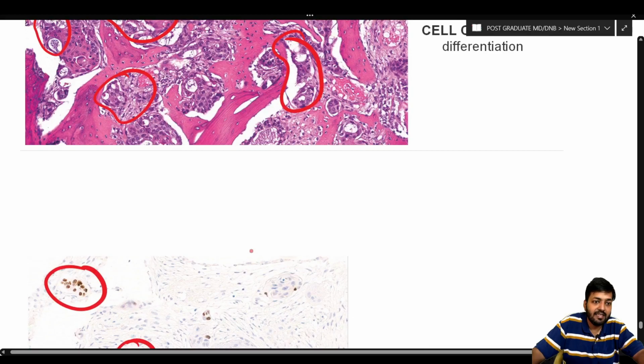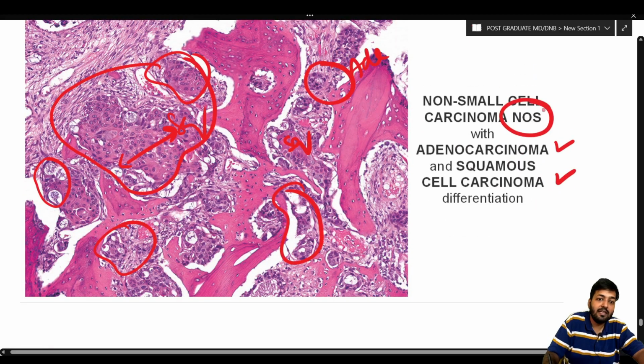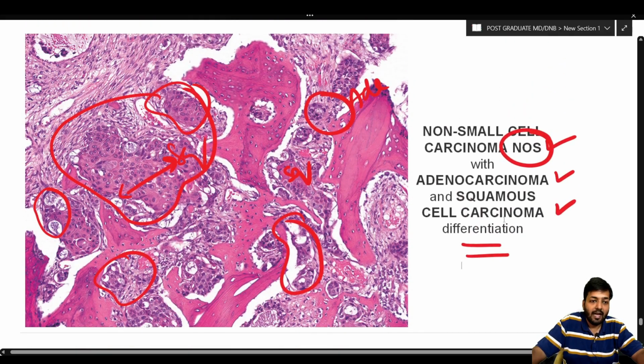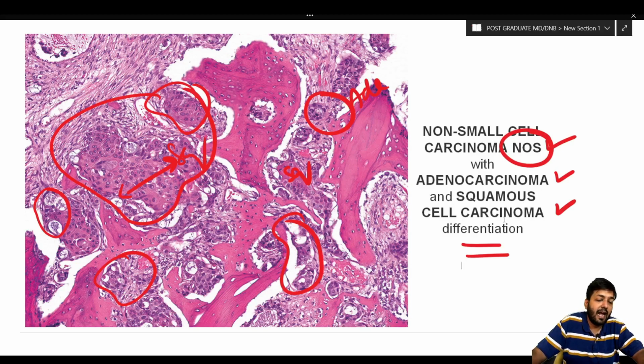So for those cases the diagnosis will be non-small cell carcinoma NOS, and you have to give a comment with adenocarcinoma and squamous cell carcinoma differentiation. With both differentiations we are giving it over here. The true diagnosis can only be made on resection. In the resection specimen, if we see that either of the components constitutes at least 10%, then only the diagnosis will be given. So in the biopsy and cytology we will just give a comment that adenocarcinoma and squamous cell carcinoma differentiation is also present. That note will be given, but the main diagnosis will be non-small cell carcinoma NOS.